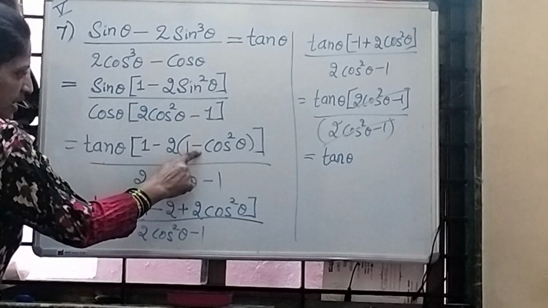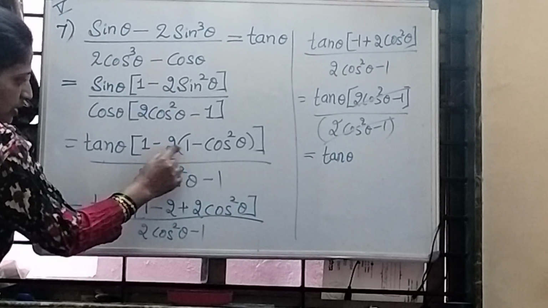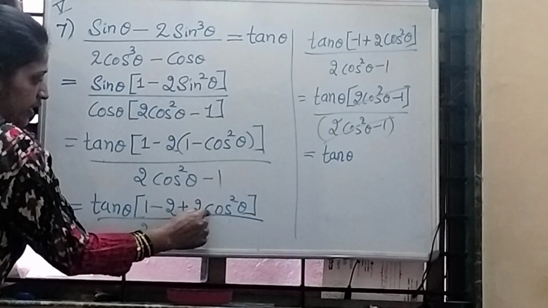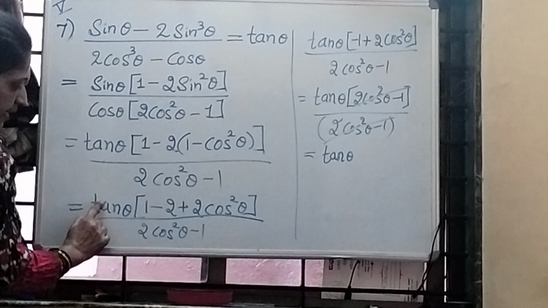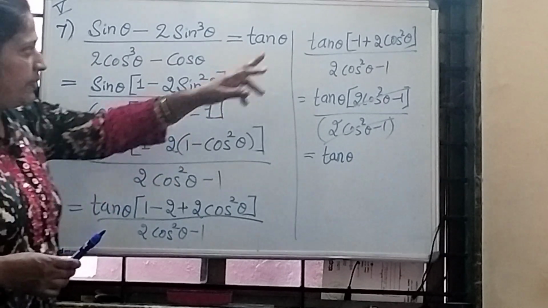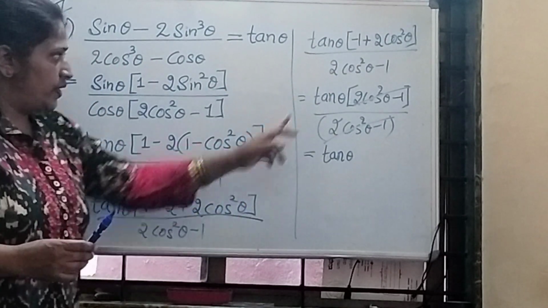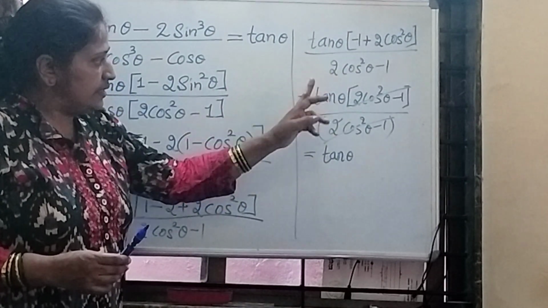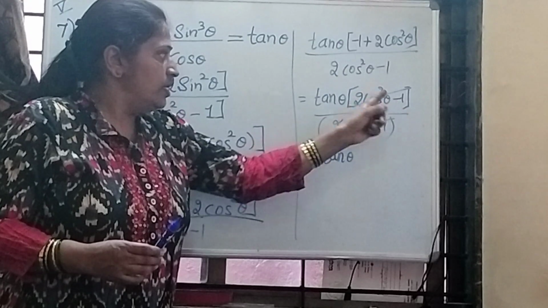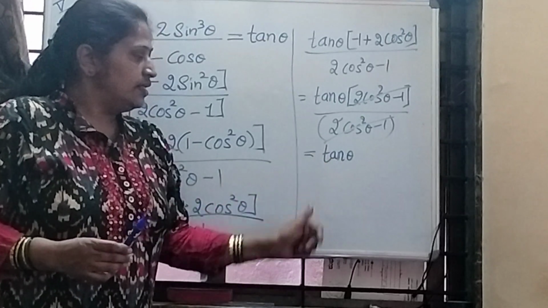Now we have applied this formula here, and we are opening this bracket. Minus 2 into 1 is minus 2, minus into minus is plus, 2 into cos square theta is 2 cos square theta. So tan theta as it is, divided by 2 cos square theta minus 1 as it is. And in the last step, tan theta into (1 minus 2 is minus 1, plus 2 cos square theta) and the denominator as it is. Now I have just rearranged this. (2 cos square theta minus 1) divided by (2 cos square theta minus 1) gets cancelled and the answer is tan theta.